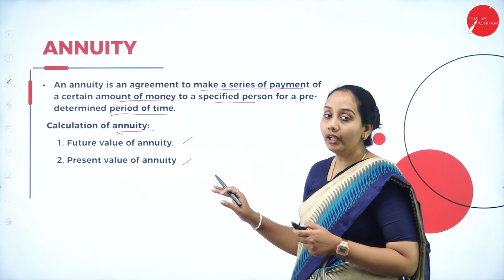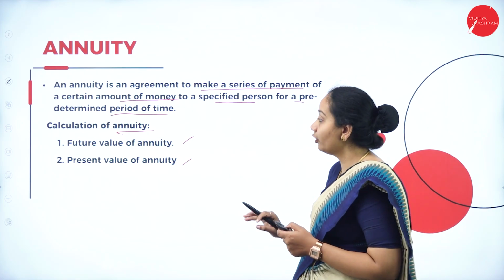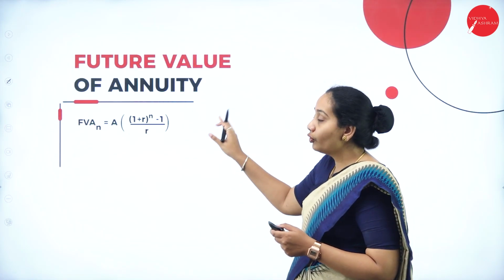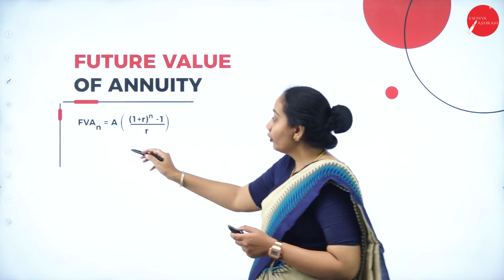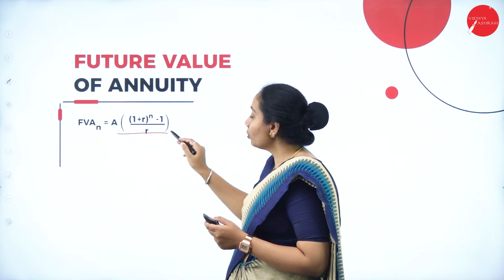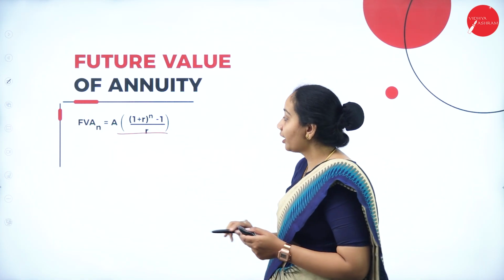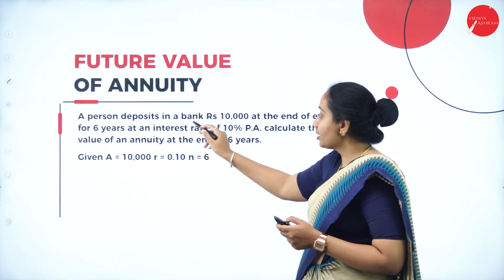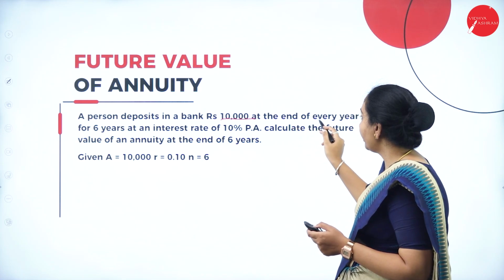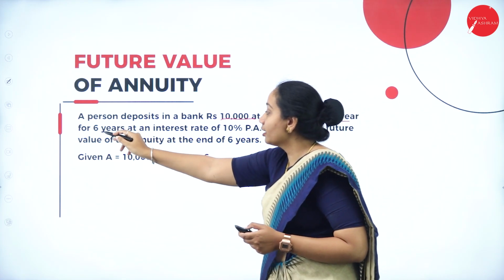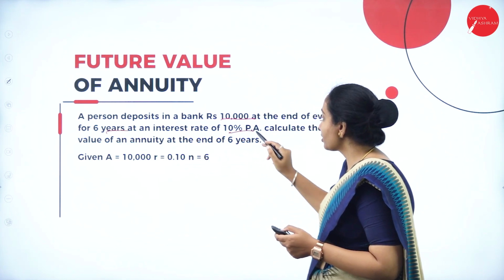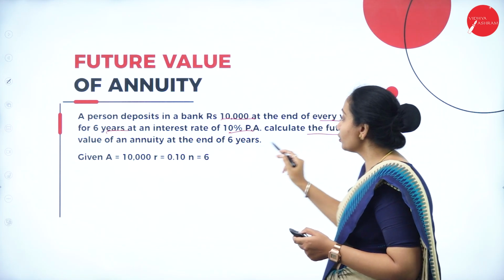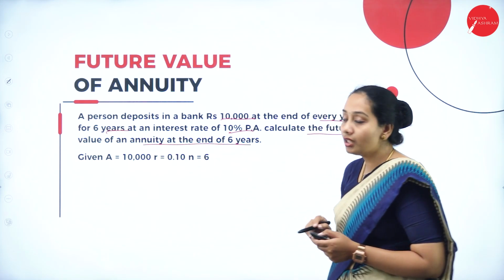So we'll see how to calculate the annuity in case of future value and the present value. So the future value of annuity formula, future value of annuity is equal to A into (1 plus R) to the power of n minus 1, divided by R. So we'll see the first question. A person deposits in a bank rupees 10,000 at the end of every year for 6 years at an interest rate of 10% per annum. Calculate the future value of an annuity at the end of the 6 years.